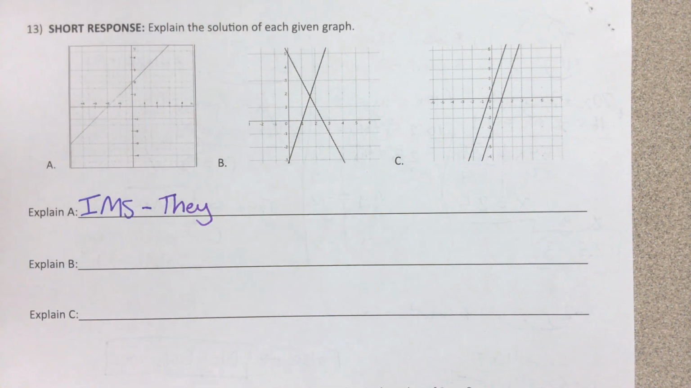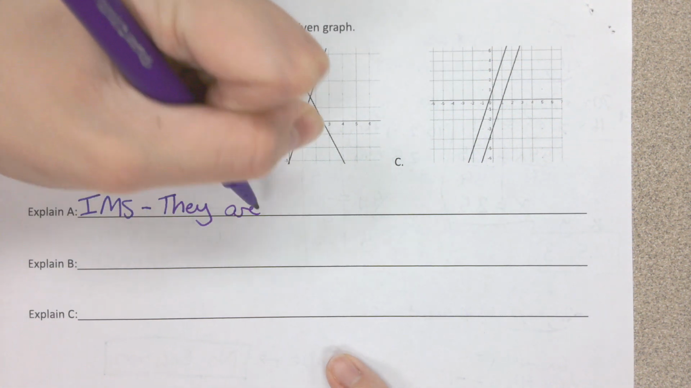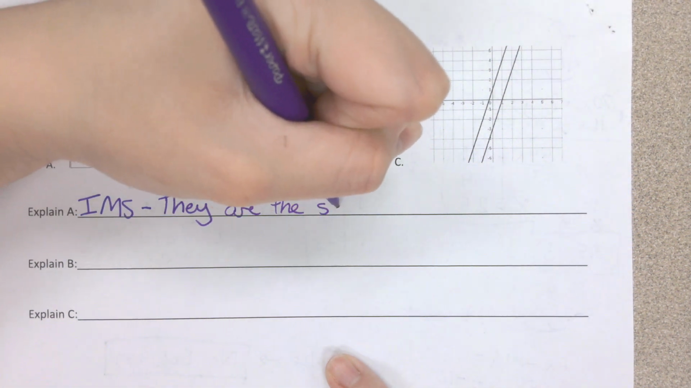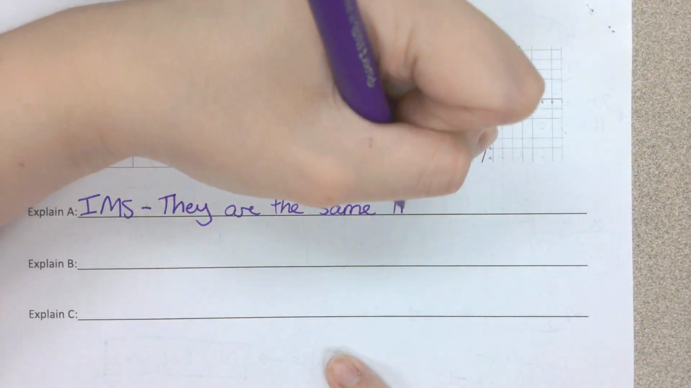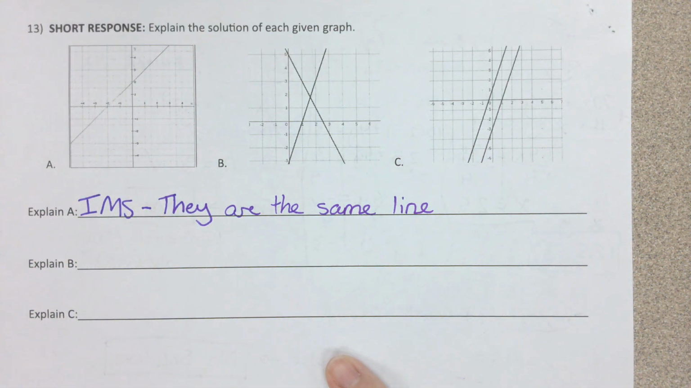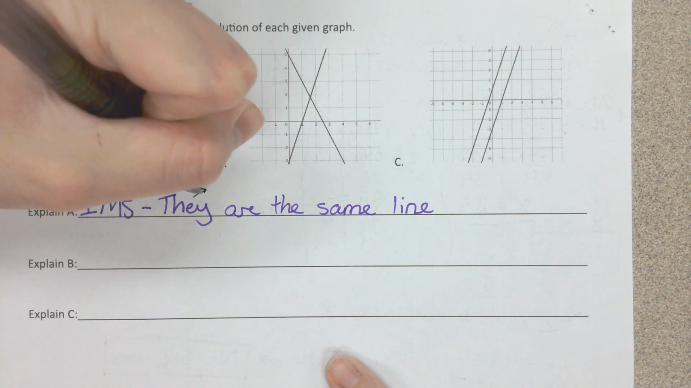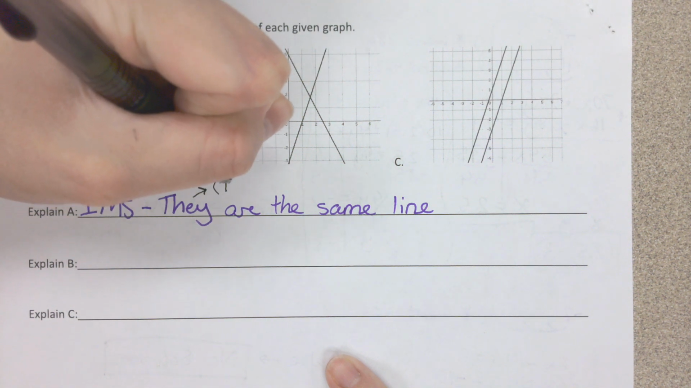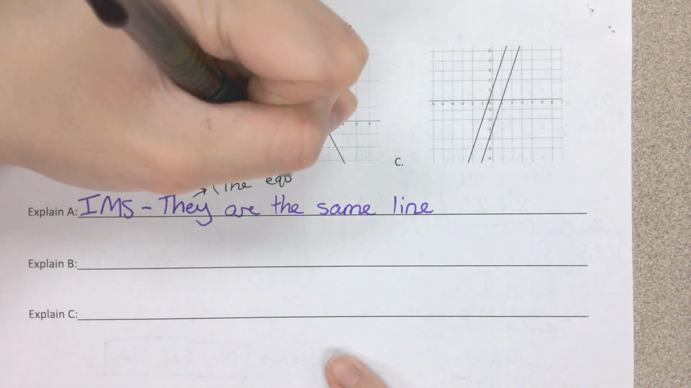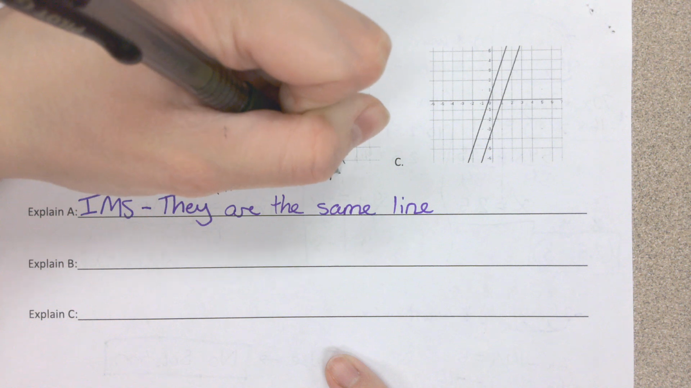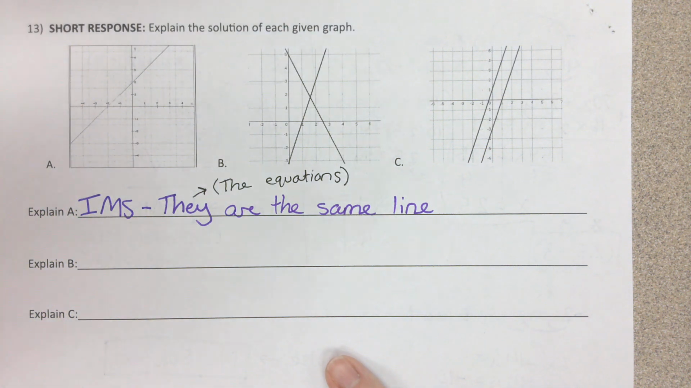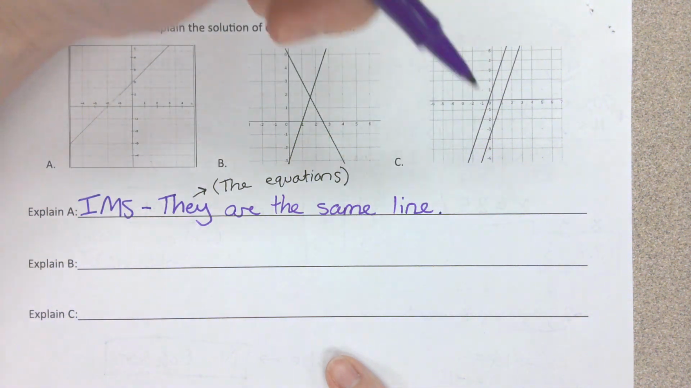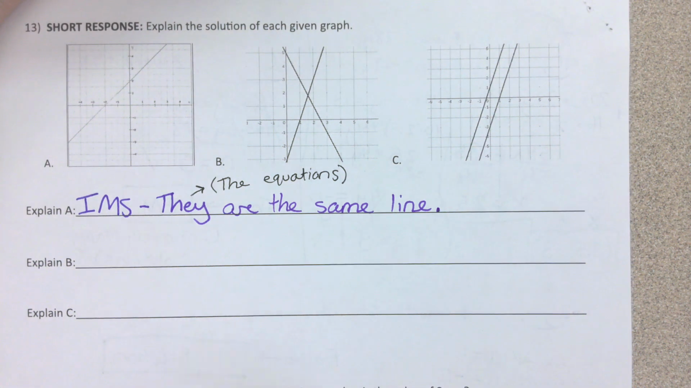They, and they as in the equations, are the same line. I'll add that note for anyone who wants to clarify. The equations. So when you graph both equations, they actually are just the exact same line when you do it. So that's why there's only 1 line.